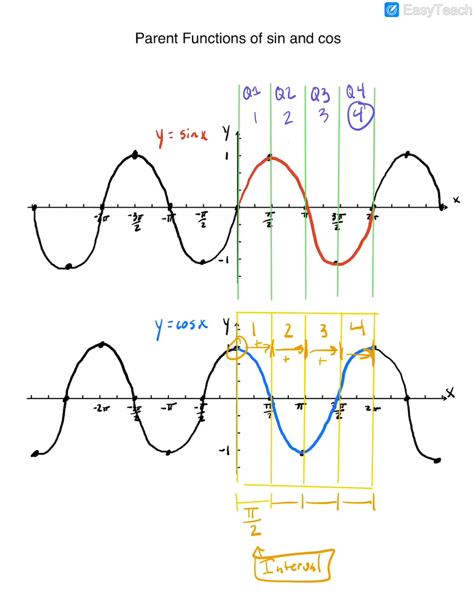So I'm not looking at the y value. I am strictly looking at what the x distance is across one cycle so that I can get from start to start. And I can map that equally and look at it in the same fashion as you would the parent functions of sine and cosine. Okay?